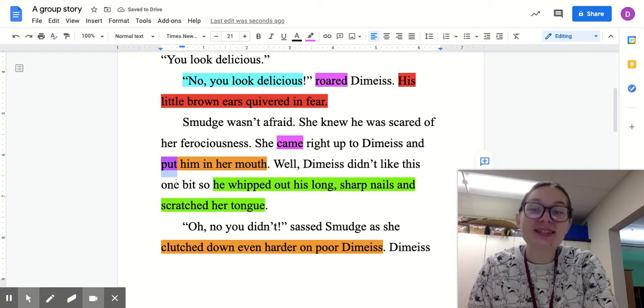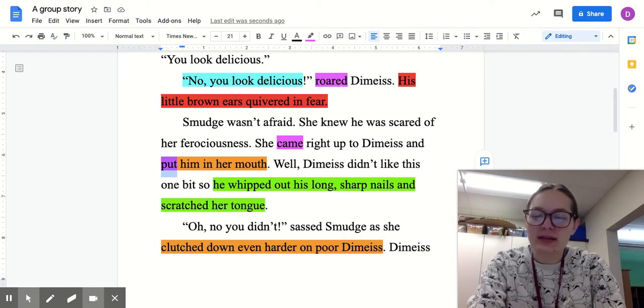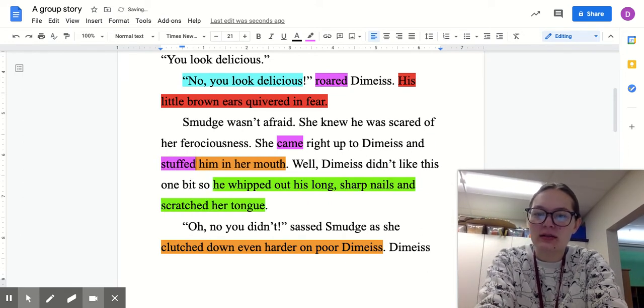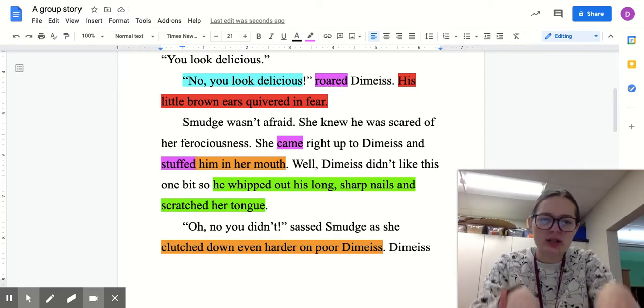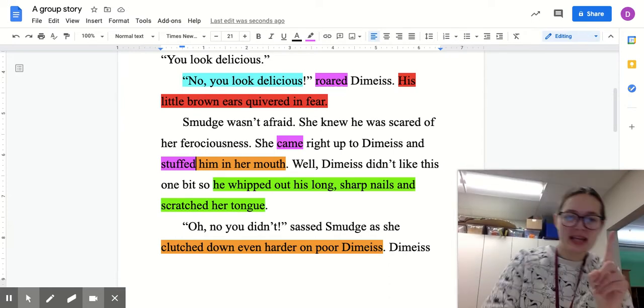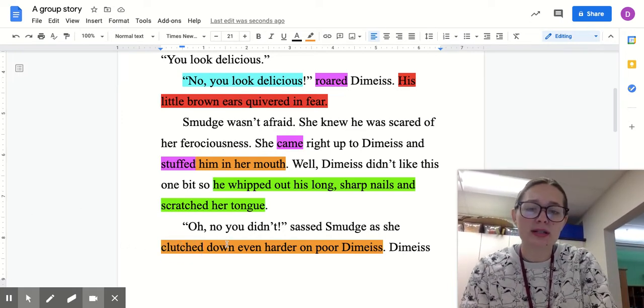"And stuffed him in her mouth." Isn't that good? Or shoved? Or I like stuffed, I think. "And stuffed him in her mouth. Well, Dimus didn't like that one bit, so he whipped out his long, sharp nails and scratched her tongue. 'Oh, no, you didn't,' sassed Smudge as she clutched down." There's a good verb. "Even harder on poor Dimus."